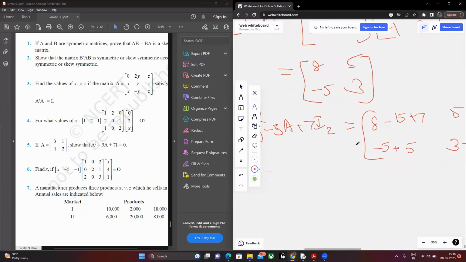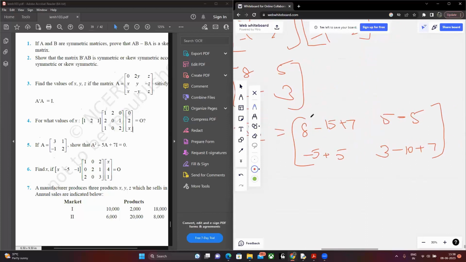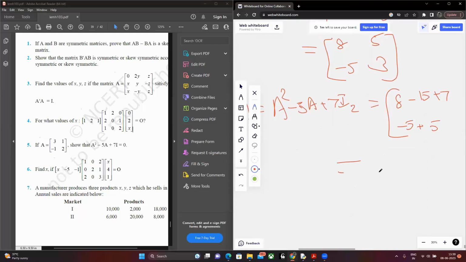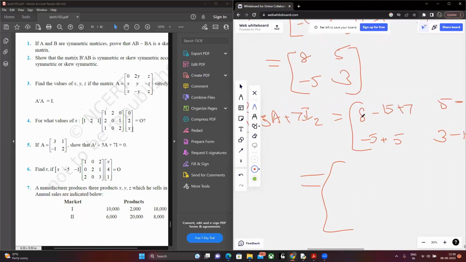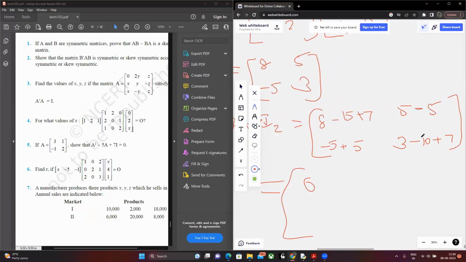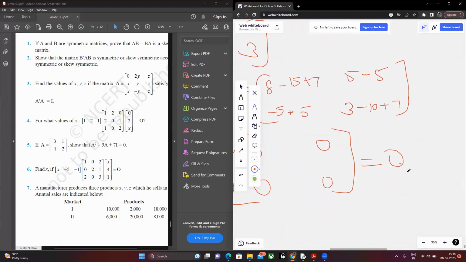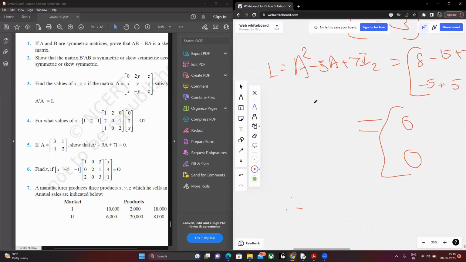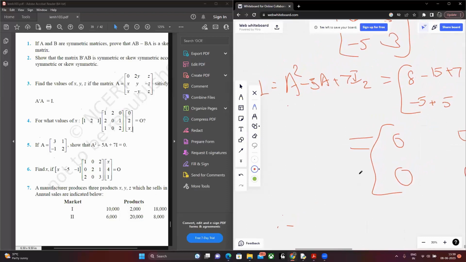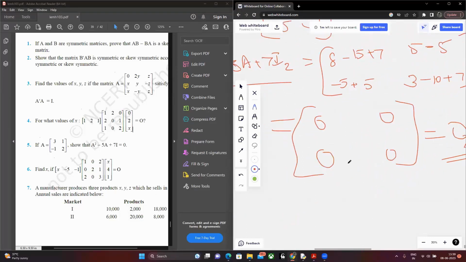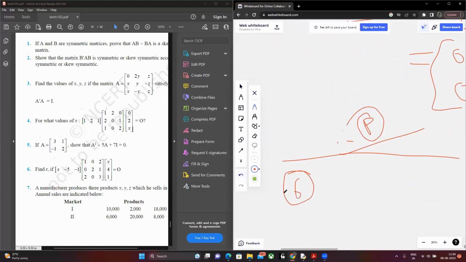Since I do is 1001, I am adding plus 7 over here and plus 7 over here and no plus 7 over here. Right. This is going to be equal to 8 plus 7 is 15, 15 minus 15 is 0, 5 minus 5 is 0, minus 5 plus 5 is 0, 3 plus 7 is 10 minus 10 is 0. Right? Which is basically 0. Thus, you have proved that a square minus 5a plus 7i is equal to 0. Thus, true.